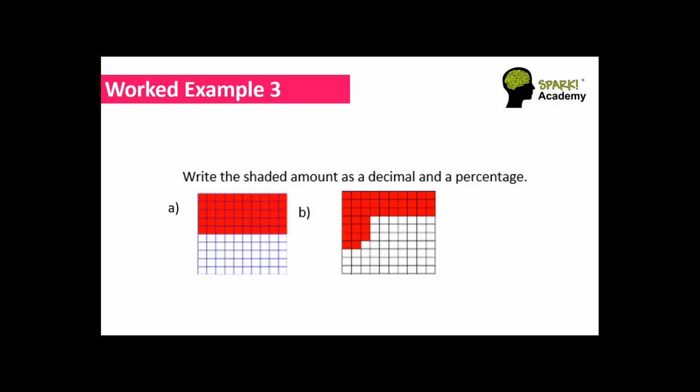I'd like you to write the shaded amounts as decimals and a percentage. So the first one is 50%, 0.50 and 50 over 100. Then 41%, 0.41 and 41 over 100.